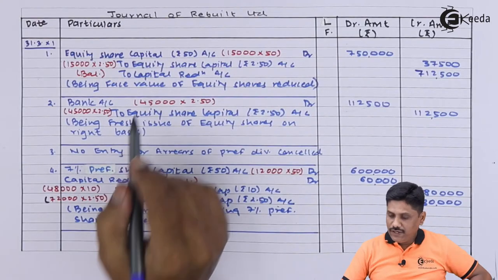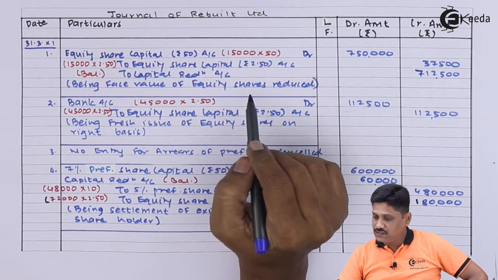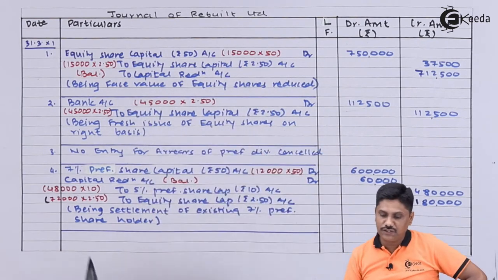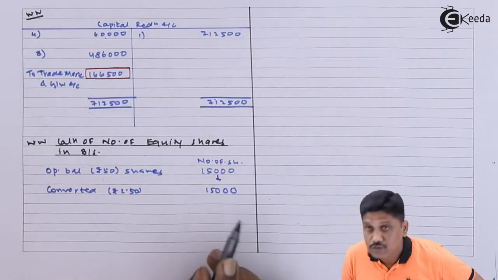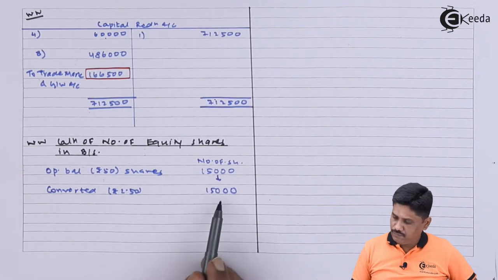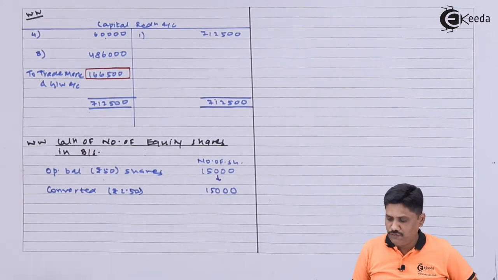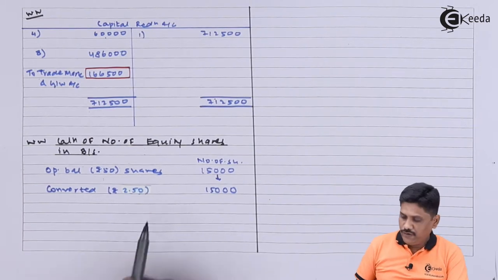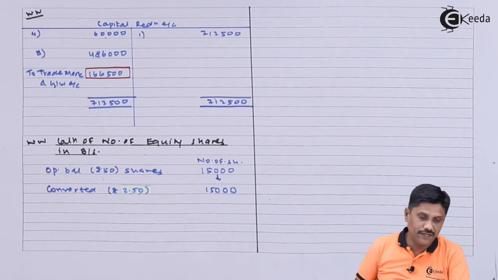So friends, you can notice, firstly I debited. So 15,000 shares are cancelled and in place of that, new shares of 2.50 are created. Let's go back to the working. So my number of shares will be same, but now face value is 2.50. Face value is 2.50, right? Friends, so now we are having shares of rupees 2.50. Let us see further entries.